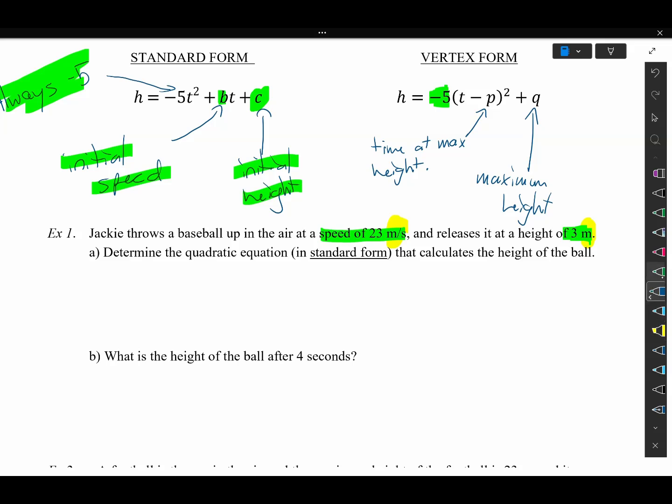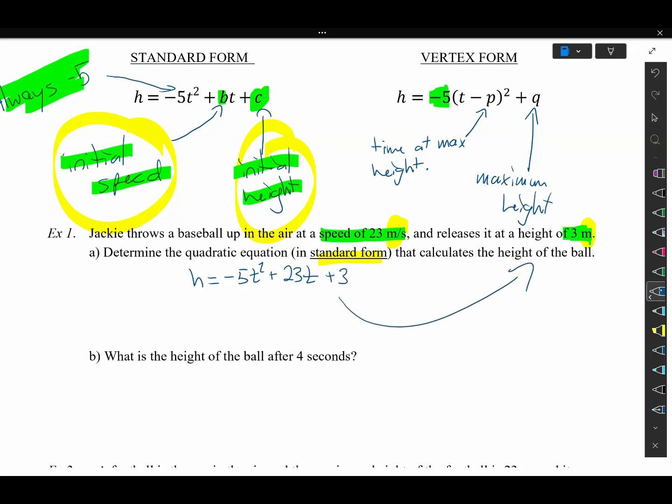Determine the quadratic equation in standard form that calculates the height of the ball. Which one's standard form? It's right up here. All we need are b and c, the initial speed and the initial height. Lucky us, we have them right here. So we're working with h equals -5t squared, because that's always the case when things fall on this planet, plus 23t. How did I know it's 23? Because that is a speed, 23 meters per second, plus 3. How do I know it's 3? That's the initial height. It's that easy.